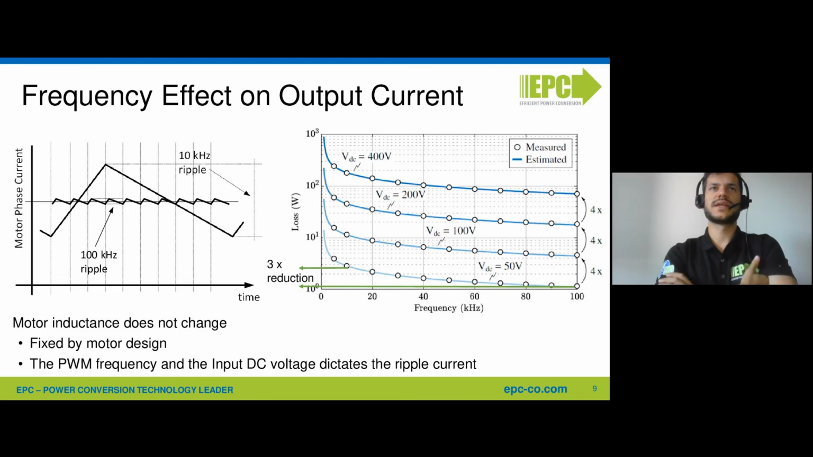So basically, increasing the switching frequency from the typical application, 20 kilohertz, to 100 kilohertz: 20 kilohertz is the typical switching frequency of a silicon MOSFET inverter, while 100 kilohertz is the frequency at which we recommend to operate gallium nitride inverters. There is roughly a reduction by a factor of 3 in the switching loss in the motors.